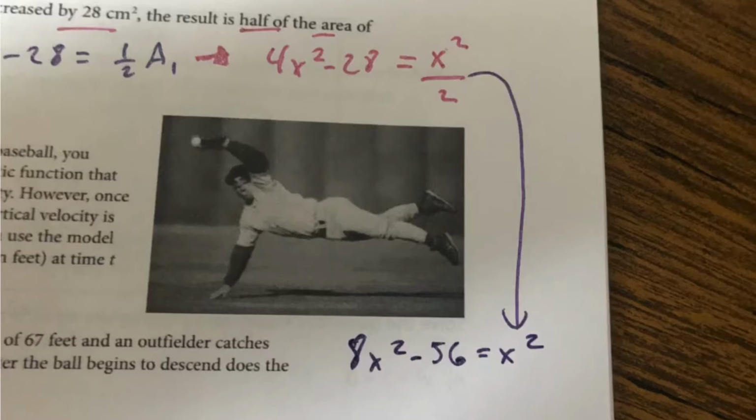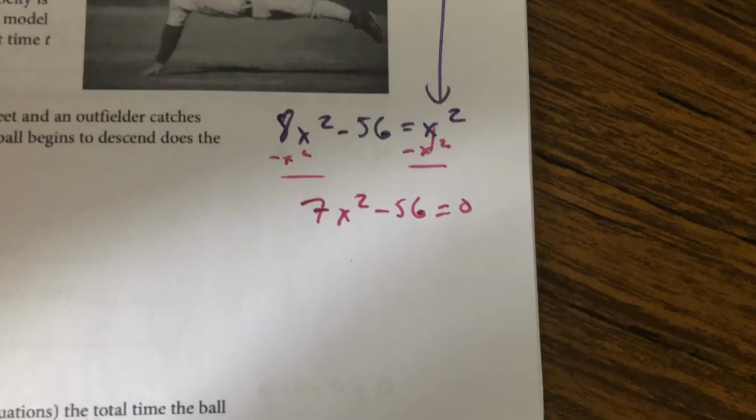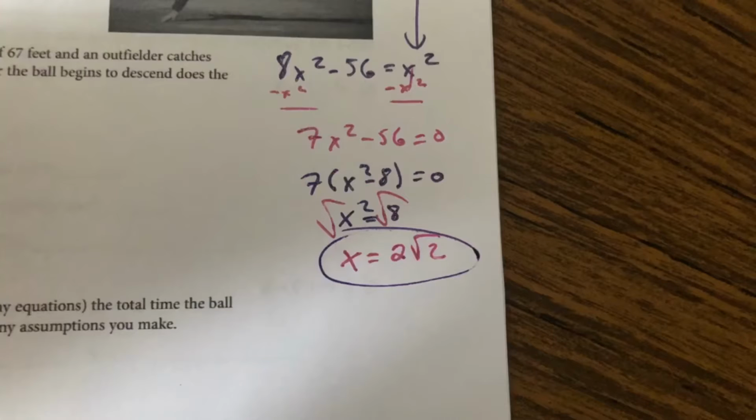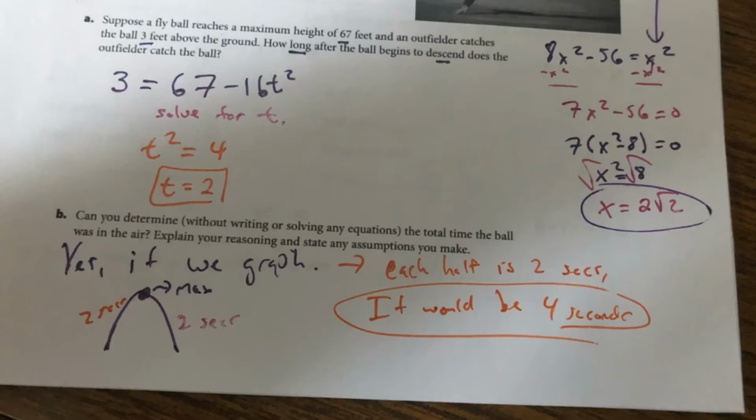In this situation, you have to get all the x's on one side so you can solve the quadratic equation. In this case, I am going to pull out the 7. And then I'm going to find the factors and set them equal to 0 to find the roots. This should have been plus or minus.